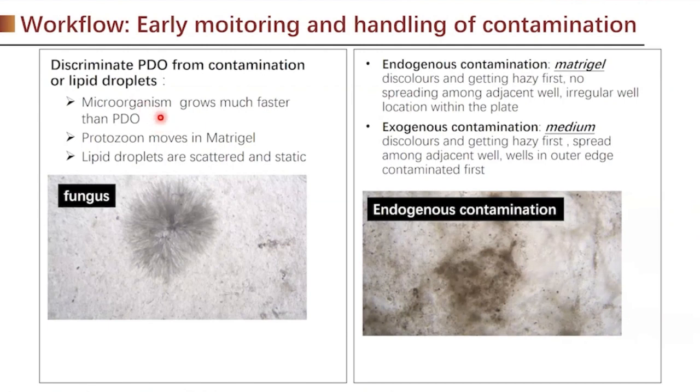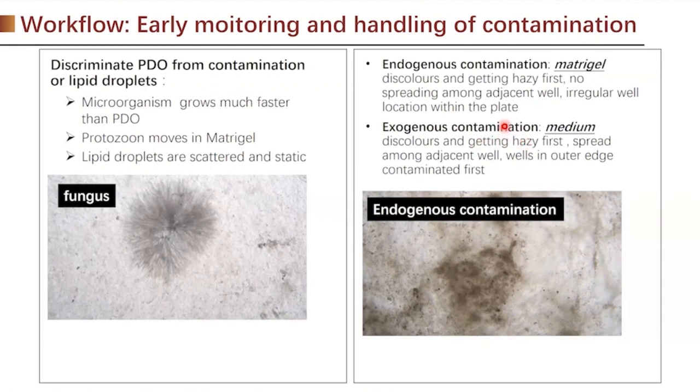Firstly, I think microorganism colonies grow much faster than PDO, and the microorganisms move in Matrigel, whereas other organoids are static, and lipid droplets are scattered and static. Second, we want to discriminate whether the contamination is endogenous or exogenous.